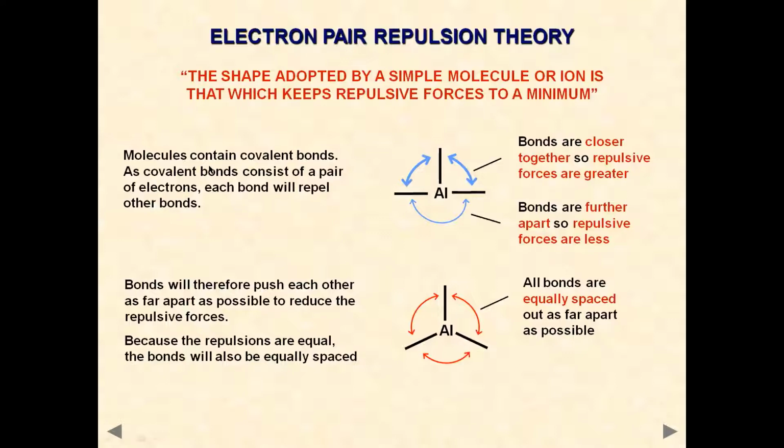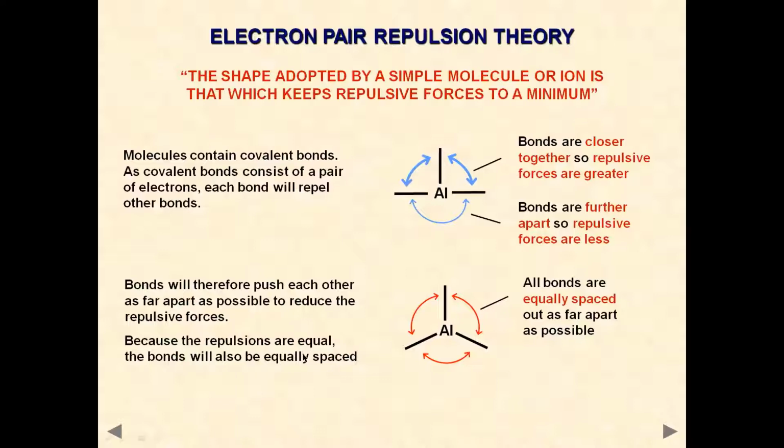So if there are molecules which contain covalent bonds, and we know that covalent bonds are made up of a pair of electrons, each bond will repel the other bond. Instead of having this shape, this one would be the shape of three bonds around the central atom, something like that, trigonal planar. So bonds will therefore push each other, they're going to push each other as far apart as possible to reduce the repulsive forces.